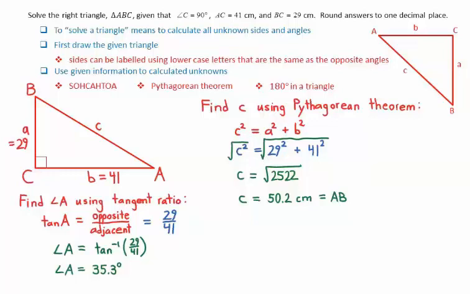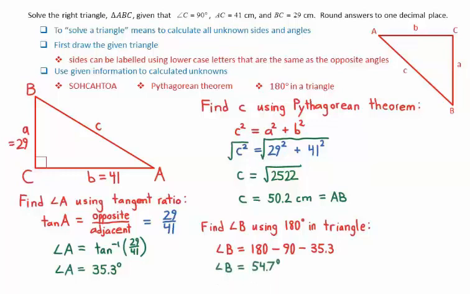Once we have angle A, and we already know that angle C is 90 degrees, we can calculate angle B simply by the fact that there's 180 degrees in a triangle. Angle B is going to be 180 minus 90 minus 35.3. This gives a result of 54.7 degrees for angle B. We then have AB equals 50.2 centimeters, angle A equals 35.3 degrees, and angle B equals 54.7 degrees.